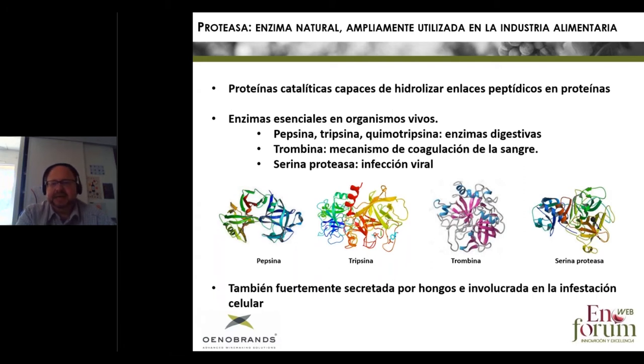You have here in the slide the various structures of the proteases I mentioned, and you should also know that those proteases are strongly expressed and secreted by fungi during the pathogenous infection of vine or other plants.